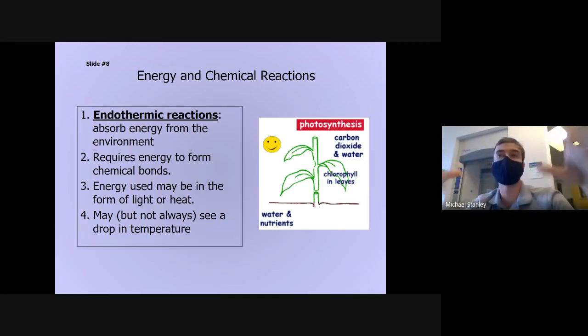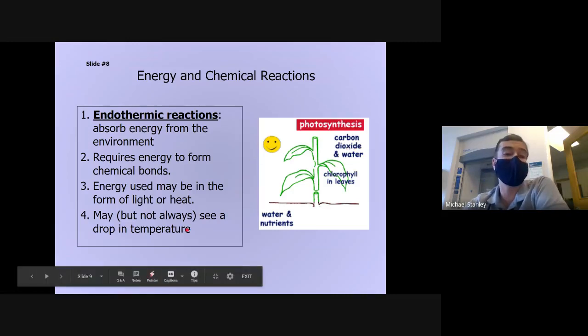So glucose is a big molecule. It has lots of atoms in it. And so it takes some energy in order to form that glucose molecule. The plant uses energy from the sunlight in order to turn carbon dioxide and water into glucose.